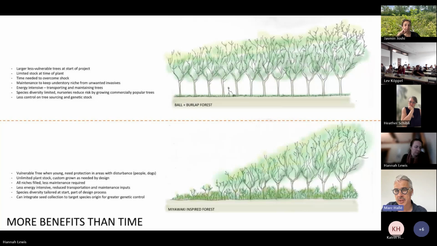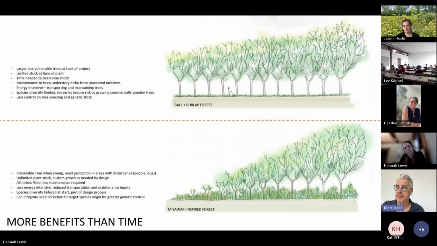Another advantage is that all niches are filled, so there are fewer maintenance requirements. All the ground cover, the mid canopy, and all the layers below the top canopy are filled, so there's no chance for weeds to get in. It's less energy intensive, with reduced transportation and maintenance inputs, because you're planting them when they're small. The species diversity is tailored at the start, part of the design process, and you can integrate seed collection to target species origin for greater genetic control. So we need to know where the provenance is. We can control that right from the beginning.